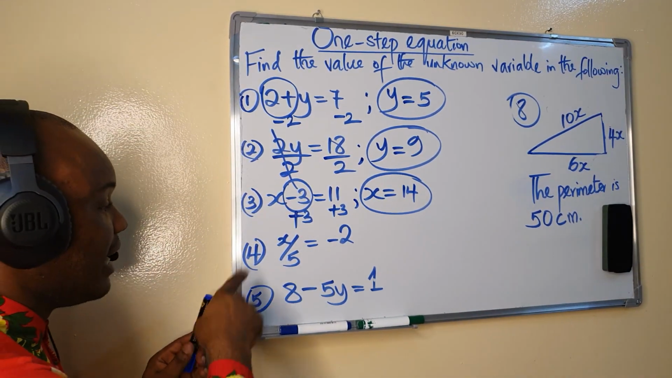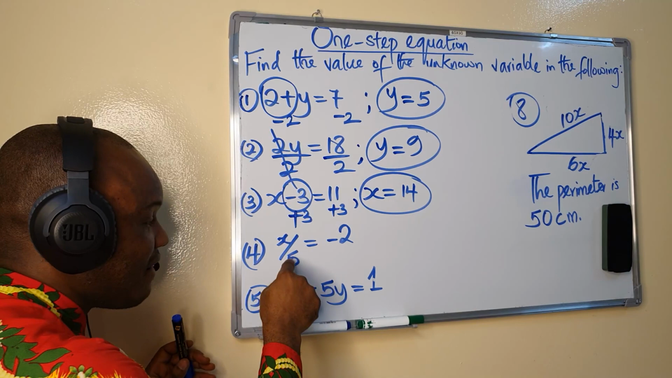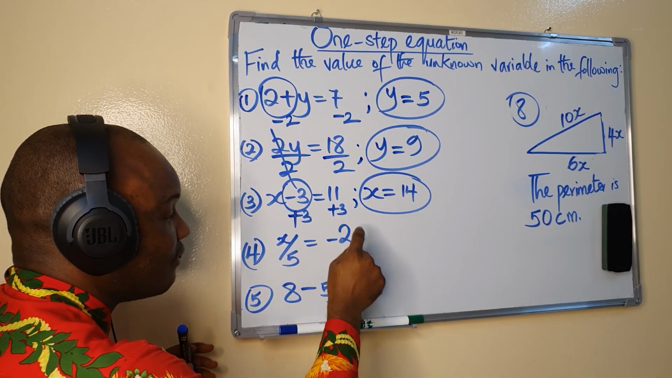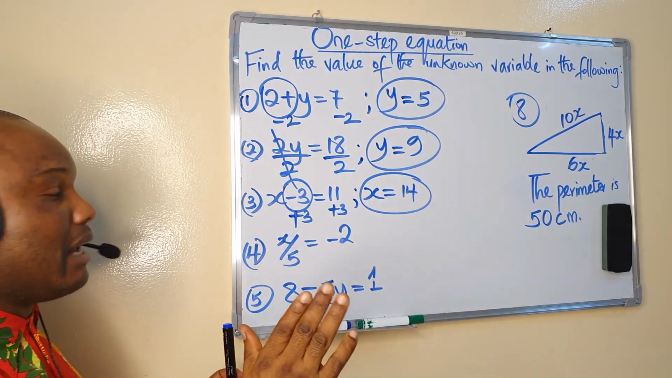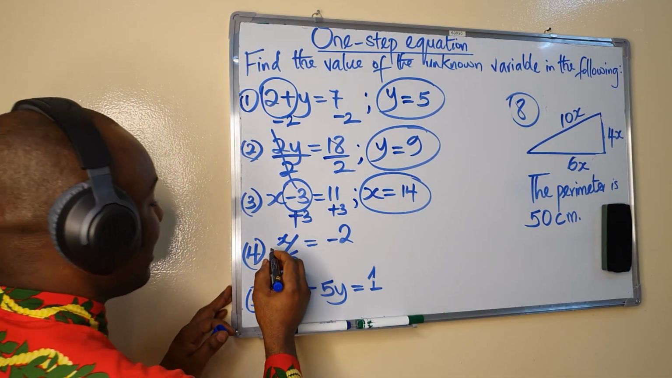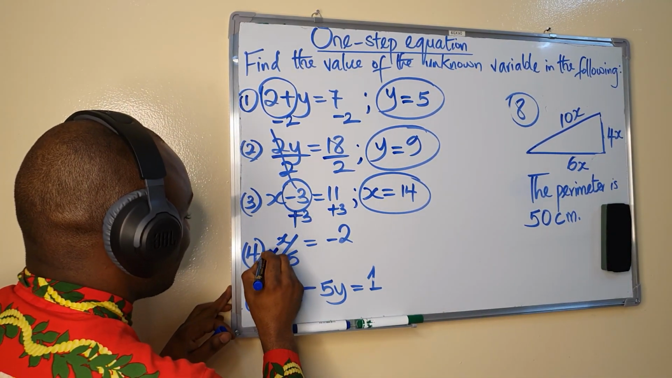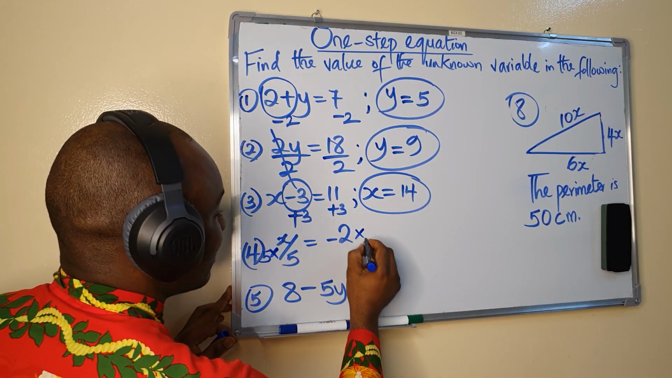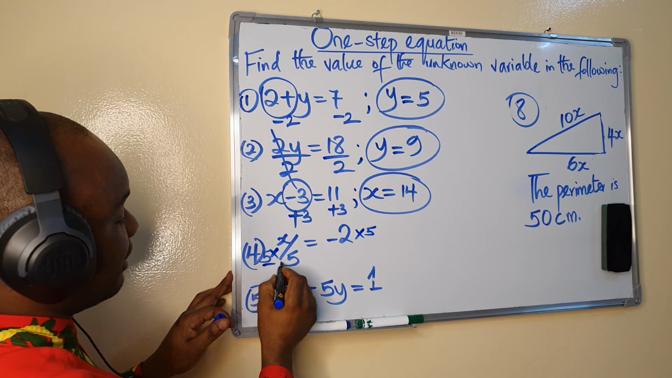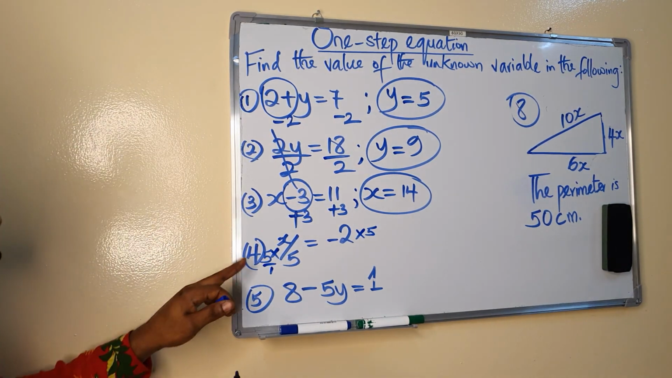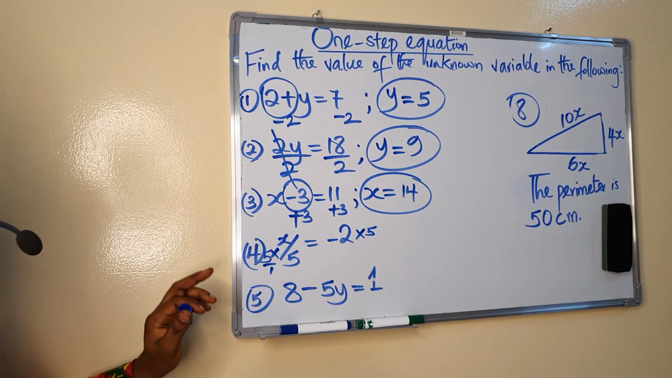Number 4, x divided by 5 is equal to negative 2. The only way to undo divide is to multiply it. So I am going to multiply this side by 5, and I'm also going to do the same thing here, multiply by 5. This side is a fraction, so know that 5 is the same thing as 5 upon 1. Okay? 5 is a numerator, and this 5 is a denominator.